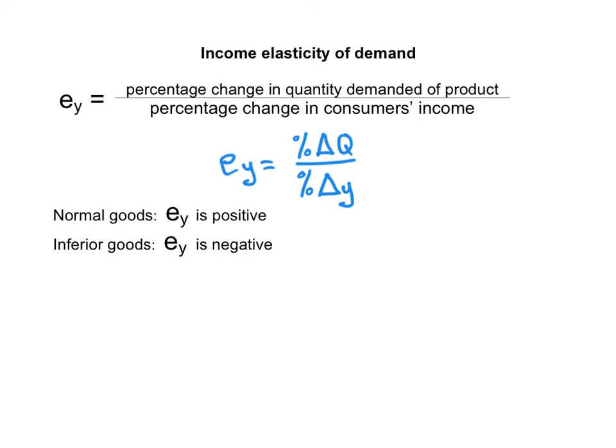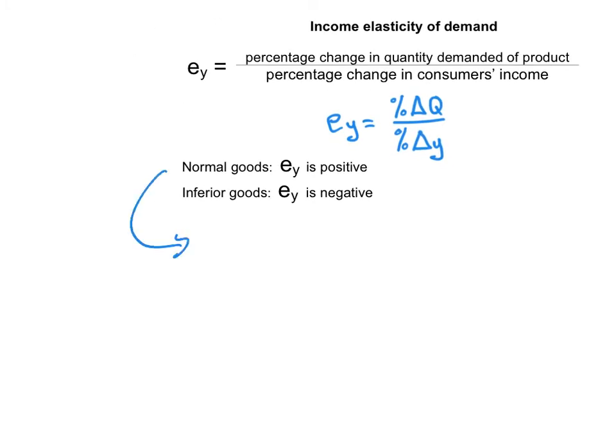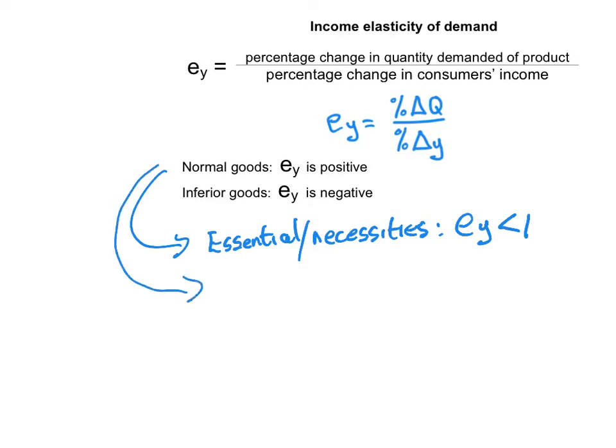Essential goods, where the coefficient value will be positive but a value less than 1. So let's write that down. So essential goods, so we're looking at normal goods, can be essential goods, also known as necessities. So the coefficient value is positive but less than 1. Normal goods could also be luxuries, where the coefficient value is positive but greater than 1.